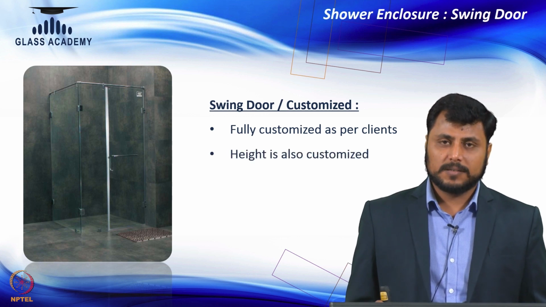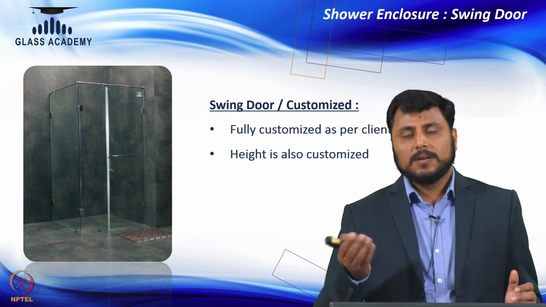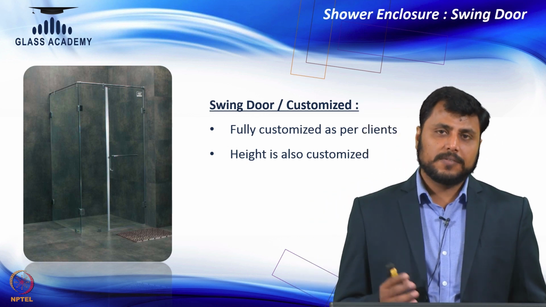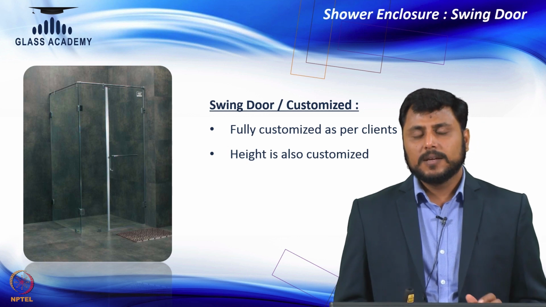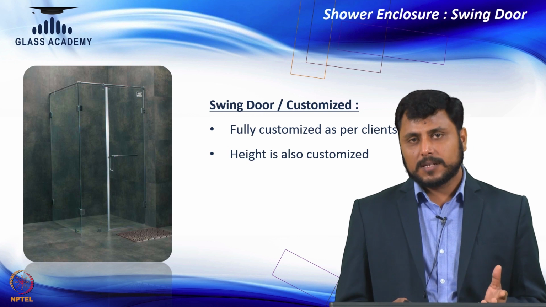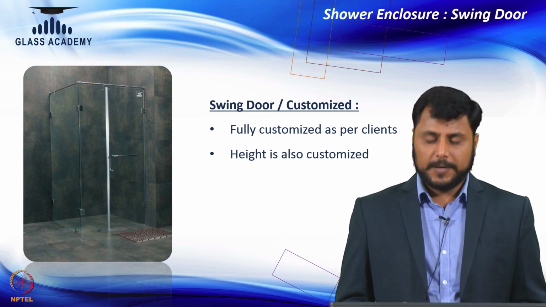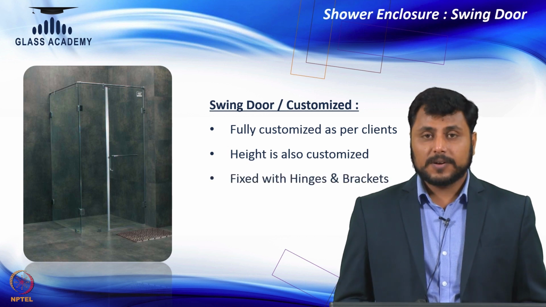Height is also customized. If somebody is having a 10 feet ceiling, 9 feet ceiling, he can go for 7 feet enclosure, he can go for 8 feet height, he can go for 9 feet height. So height is also customized, whereas in fixed glass, fixed corner, whether it's sliding, it was not possible to go for a height more than 6.5 feet. So that's the benefit of this category.